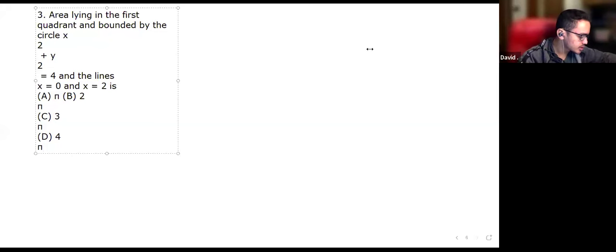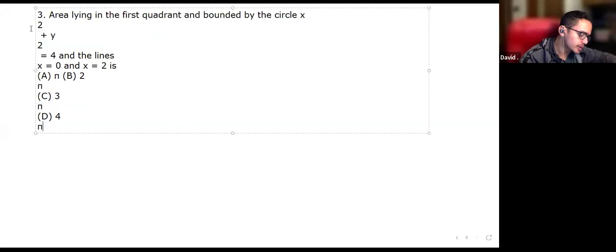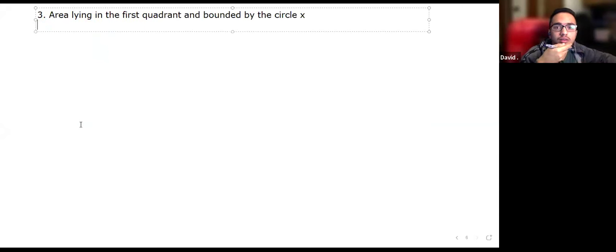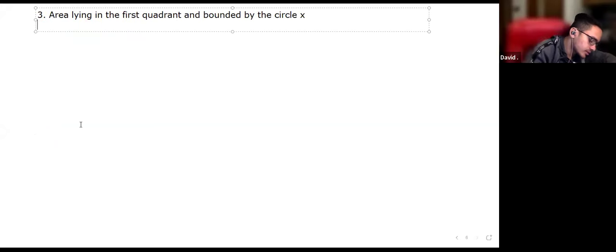So the question is: find the area of the region bounded by the ellipse x squared by 4 plus y squared by 9 equal to 1, lying in the first quadrant. We are doing question number 3 now. Question number 2 is of the same type. That should be done by you as homework.